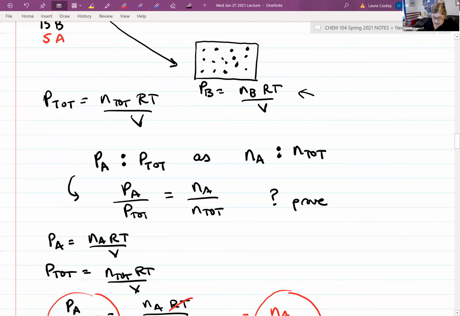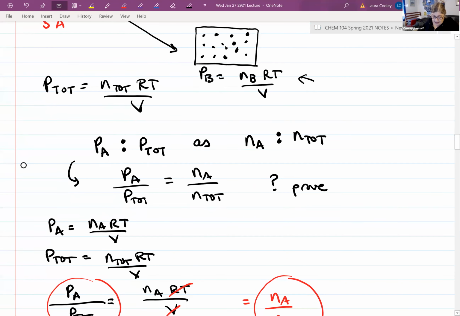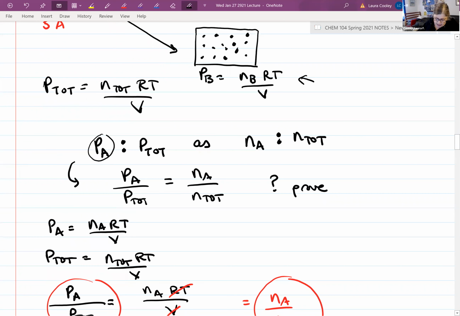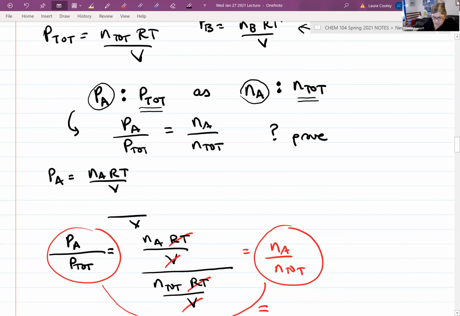So that means that you would expect a smaller partial pressure of A because you have a smaller number of moles of A in the total, so that the partial pressure of A is related to the total pressure the way the moles of A is related to the total moles, the same ratio. So PA over P total is NA over N total. Does that make a little more sense?